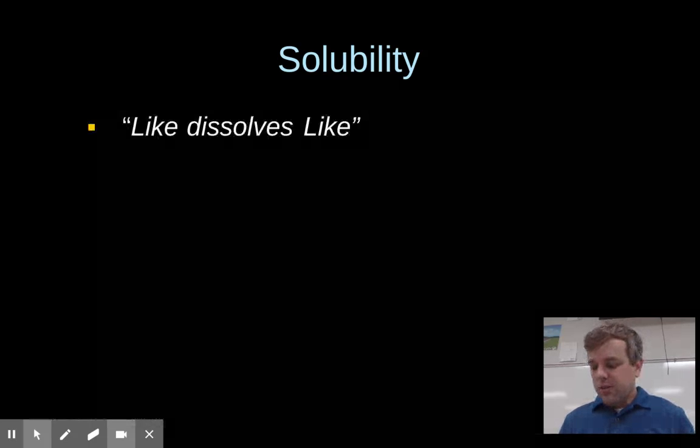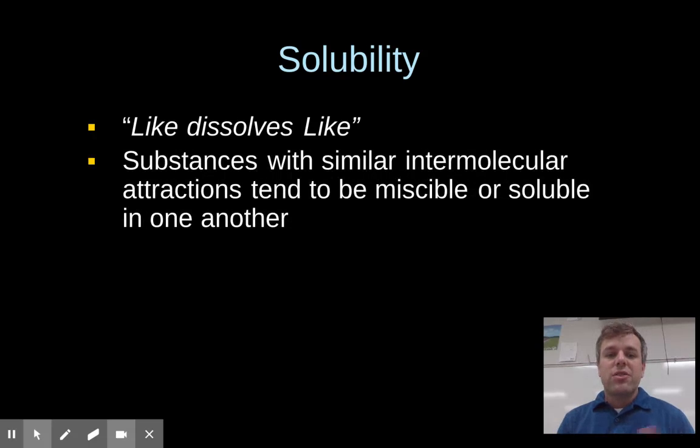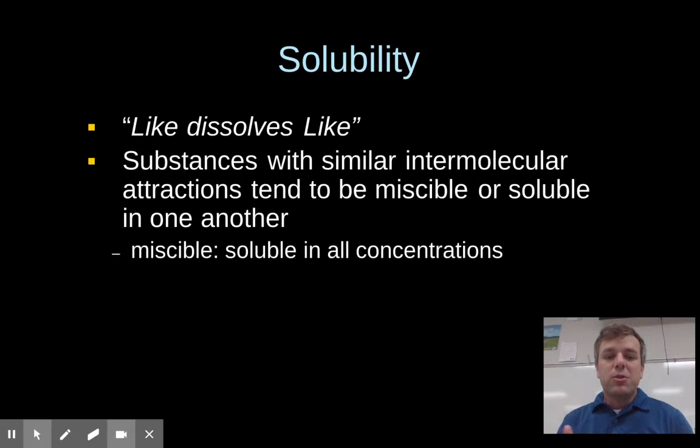So there's the "like dissolves like" principle with solubility. It says that substances with similar intermolecular attractions tend to be miscible or soluble in one another, and substances with different ones obviously are not. Miscible just means that it's soluble in any concentration.